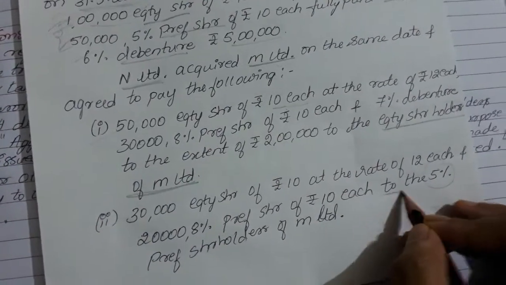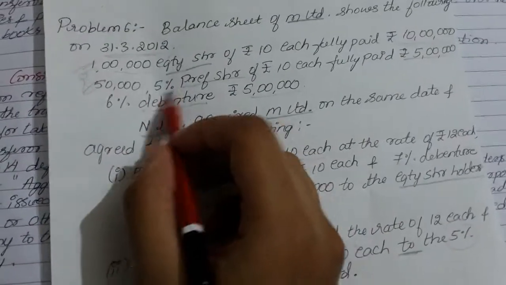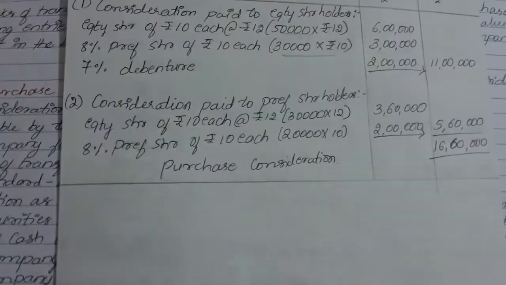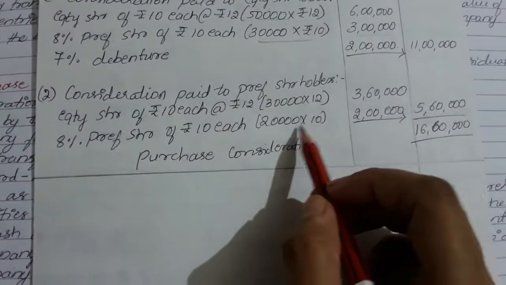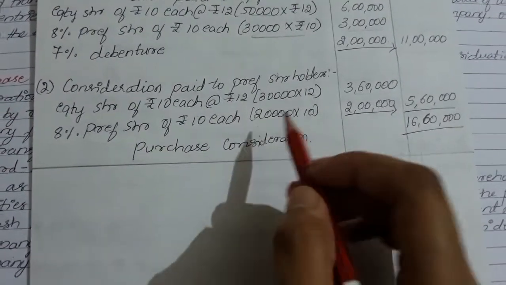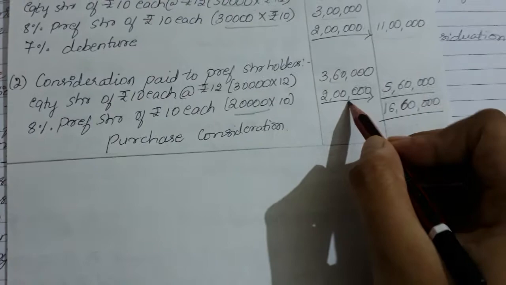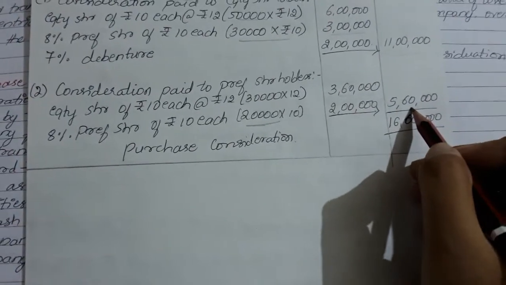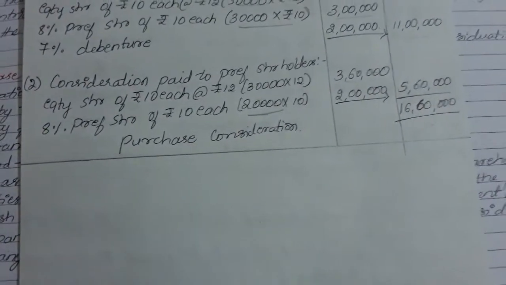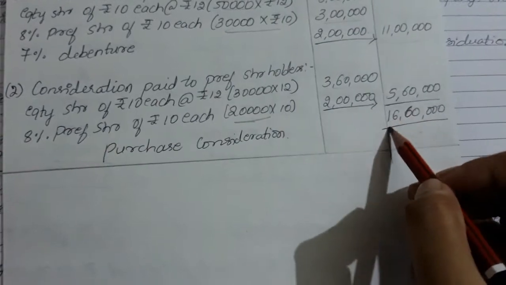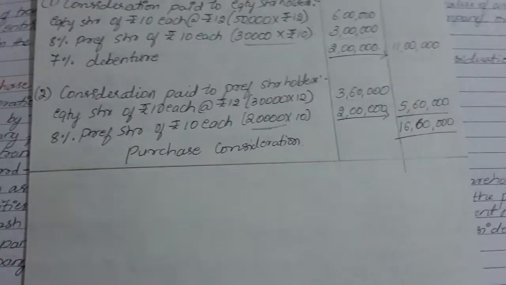That means they are giving them to the 5% preference shareholders. Done. Consider it as 8% preference shares of 20,000 of rupees 10 each. So they are also given preference shares: 20,000 into 10, 2 lakh rupees. Totally 5,60,000 is paid to 5% preference shareholders. So totally 16,60,000 is the purchase consideration.